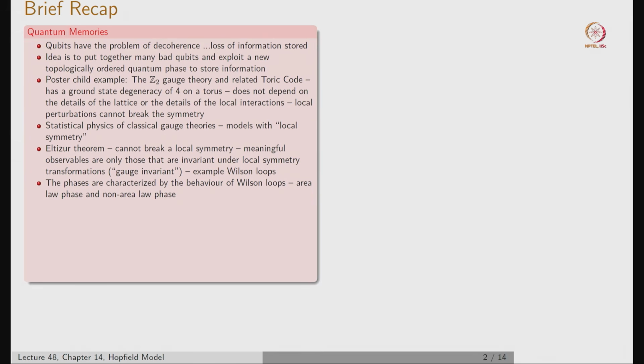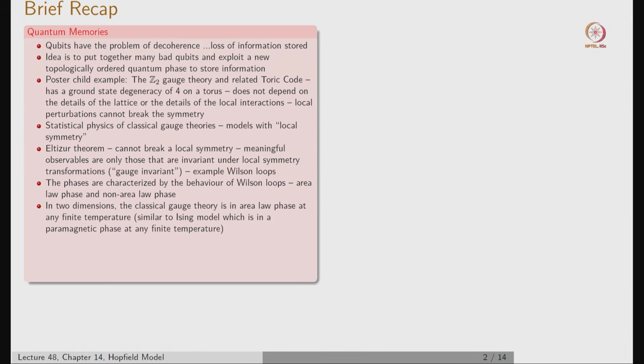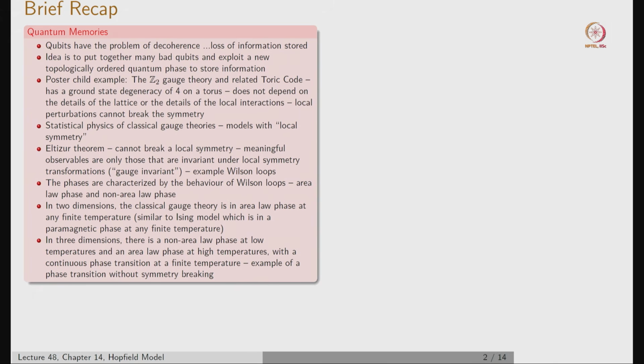Now if you put the same theory in a higher dimension, for example on a 3-dimensional cubic lattice, then you will see that there is actually a phase transition. There is a low temperature phase which is not area law, and a high temperature phase which is area law, and there is actually a continuous phase transition. So you actually have an example of a system where you do not have a symmetry breaking, but yet there is a phase transition. So this is also a very interesting phenomenon. So we have seen examples of applications of statistical physics to such problems.